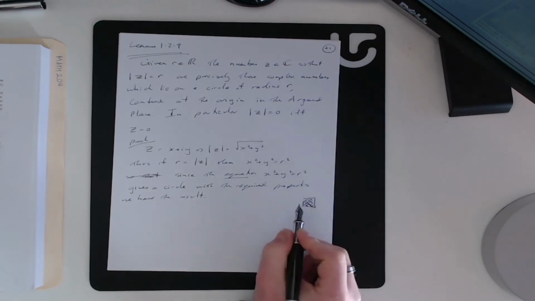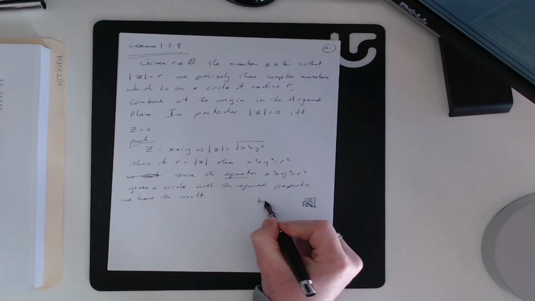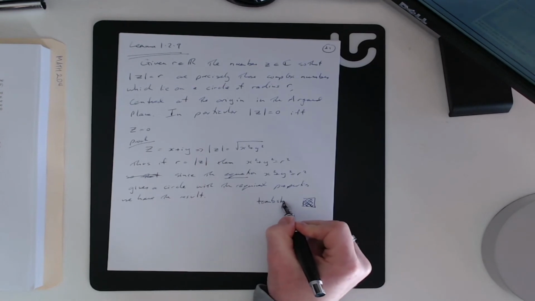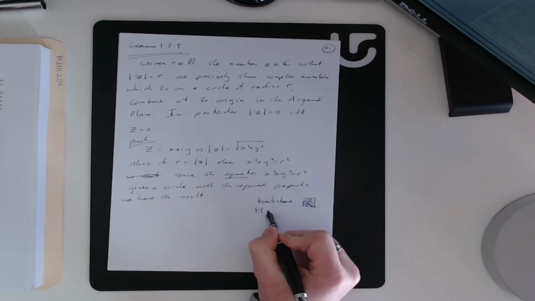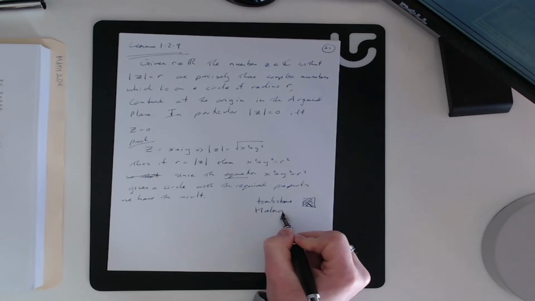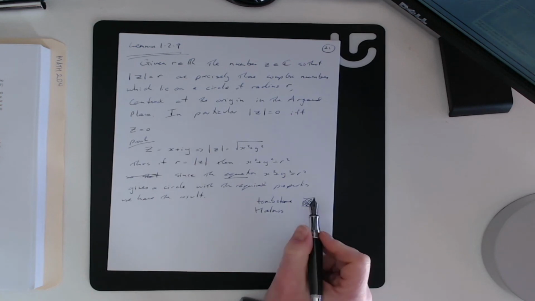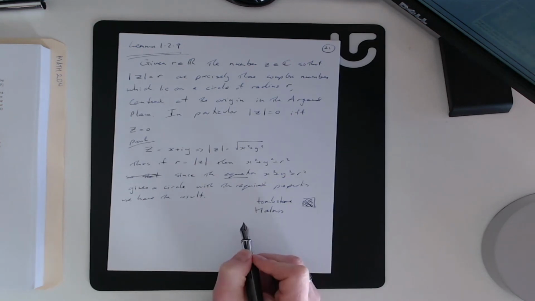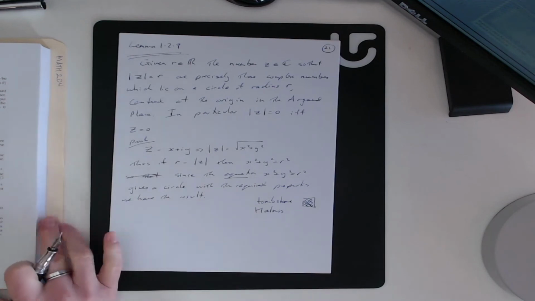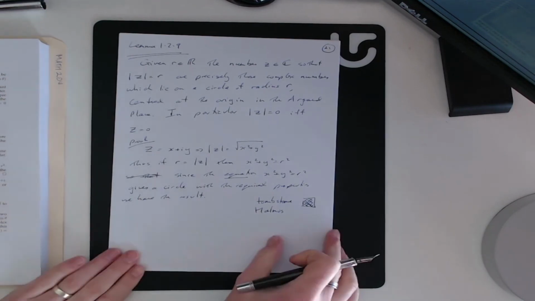So this symbol here is sometimes called a tombstone. I've also seen it referred to as a halmos, after the mathematician who pioneered its use in mathematics, called Halmos. Anyway, it means end of proof. Okay. So now we have an example.